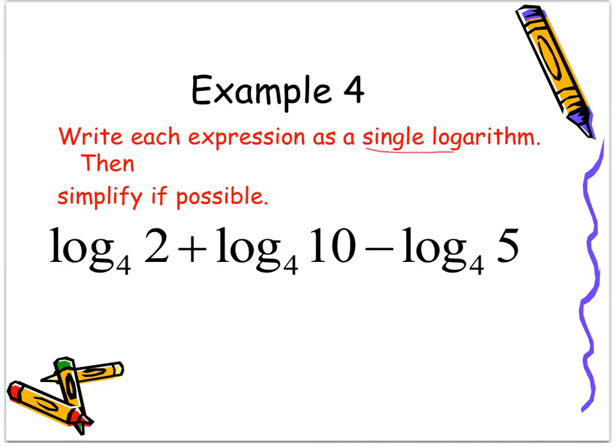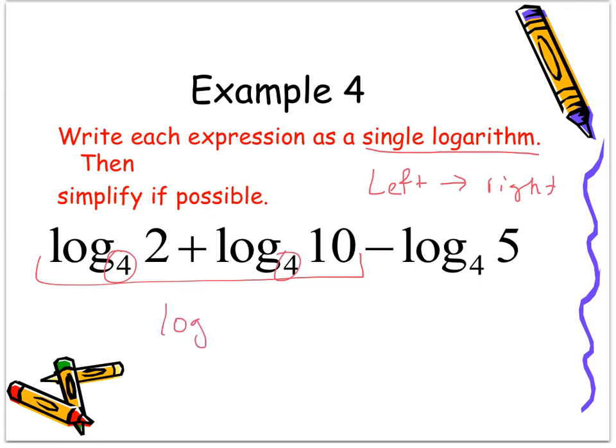We're going to write it as a single logarithm, and then if we can simplify, we're going to simplify. We're just going to follow order of operations and work left to right. Okay? So I'm going to put these guys together first. They have the same base, so I can combine them, and the combination is using multiplication. So 2 and 10 is 20 minus log base 4 of 5.